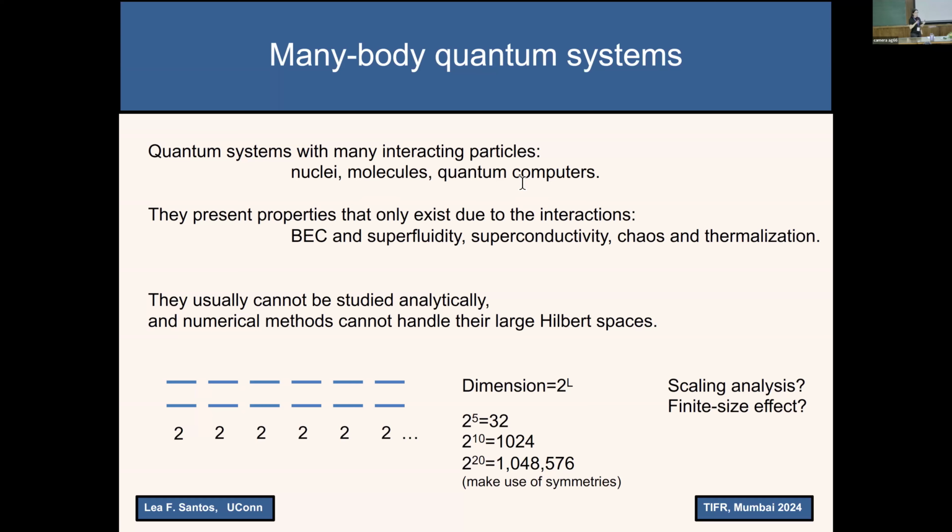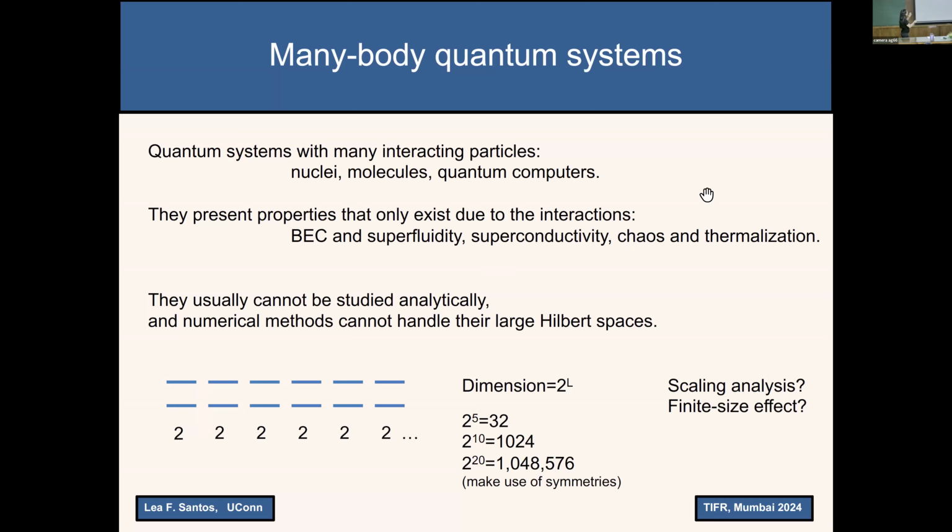So what we have in mind are lattices. Systems where we have many sites. On each site, we have a particle, and these particles are interacting. What is different in these systems? Well, because of those interactions, they present some properties that you would not find in a system without interactions, like superconductivity or superfluidity. Well, in our case, we'll be exploring chaos, but chaos caused by the interactions between these particles, and thermalization, which is very much connected with the notion of chaos.